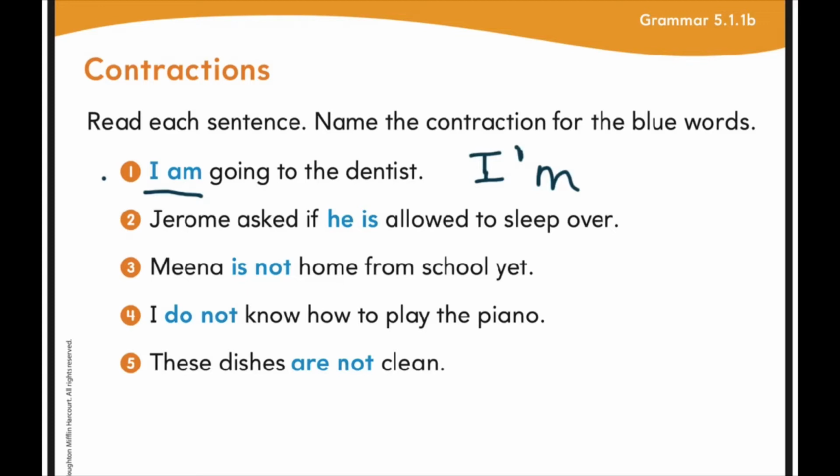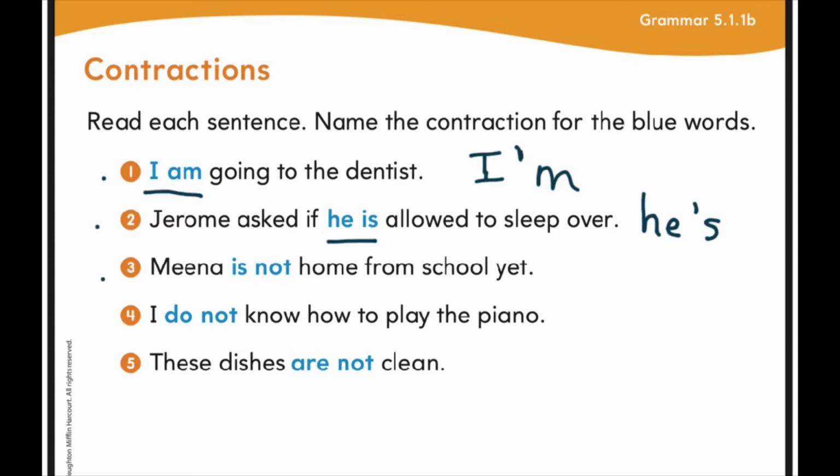Writing with your finger is a little tricky on the iPad. I'll do my best, though. Let's go to number 2. It says, Jerome asked if he is allowed to sleep over. Now you can see we're going to use he is, and we're going to make that into a contraction. What contraction do you think that's going to be? He's. Instead of he is, we're going to say he's allowed to sleep over. So we're going to write the word he, apostrophe S. Remember that I disappears on is when we make that into a contraction? So the I disappeared and we wrote the word he's.